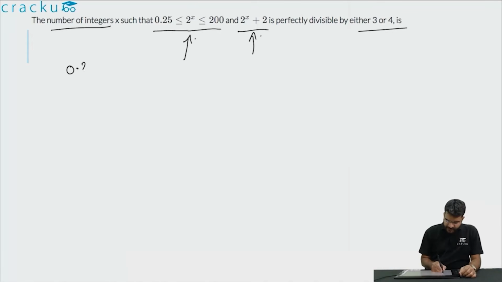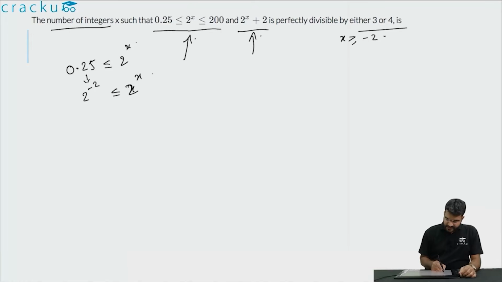First we know that 0.25 is less than or equal to 2 to the power x. 0.25 is 1 by 4, which is equal to 2 to the power minus 2, less than or equal to 2 to the power x. So this would imply that x is greater than or equal to minus 2.